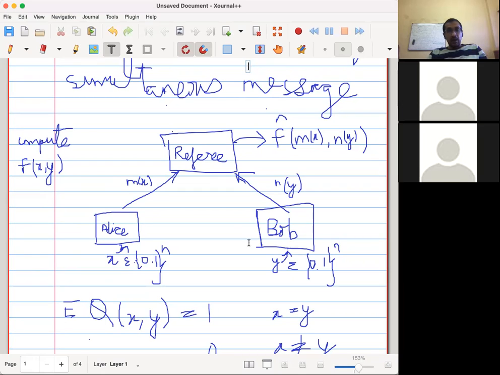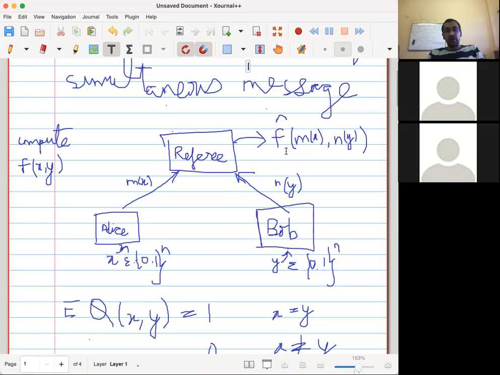Because Alice doesn't have access to y, she cannot compute f just from x alone. Similarly, Bob cannot compute the output of the function from y alone. What they do instead is send messages to a referee. Just one message: Alice sends a message m, which depends on x, I'm calling this m_x, and Bob sends a message n that depends on y to the referee. The referee cannot see the original x and y. The referee only gets the pair of messages m comma n, and from that the referee has to output his guess of what the function value should be.